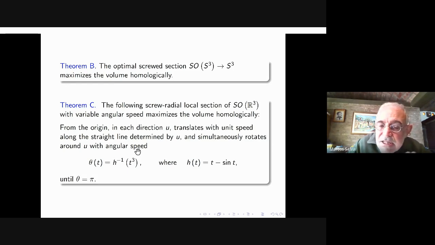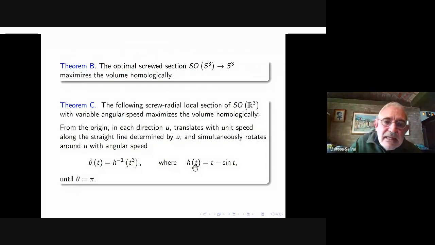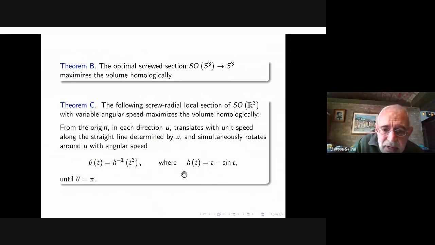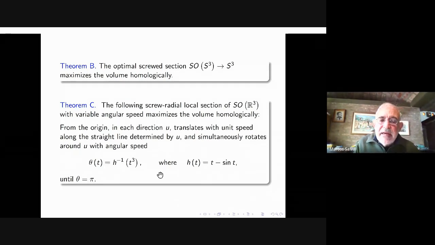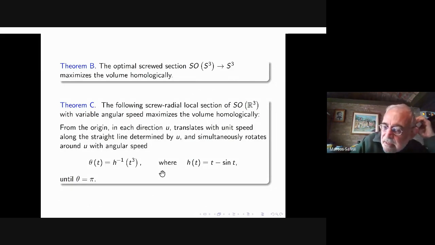Which is the angular speed exactly? At this angular speed, depending on how far you are from the origin, you get a maximal volume. So this answers the question of which is the best one. Well, in some sense, as I described before, this is one of the best ones.